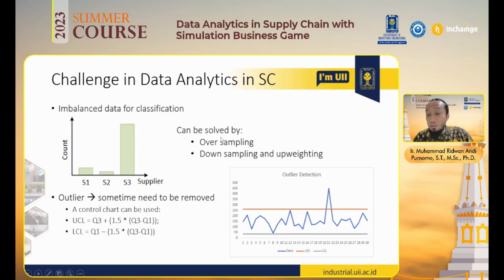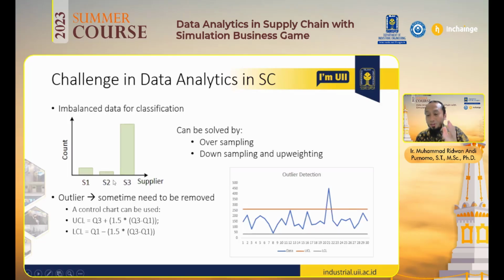We can use oversampling, or we can use downsampling with upweighting. Oversampling means we try to generate similar data for S1 and S2, so that the number of data will be almost the same as S3. That is called oversampling. Or we can try downsampling the S3 data. Because we have a lot of data on S3, we can take just a sample of this data, so the number of data on S3 is similar to S1 and S2.